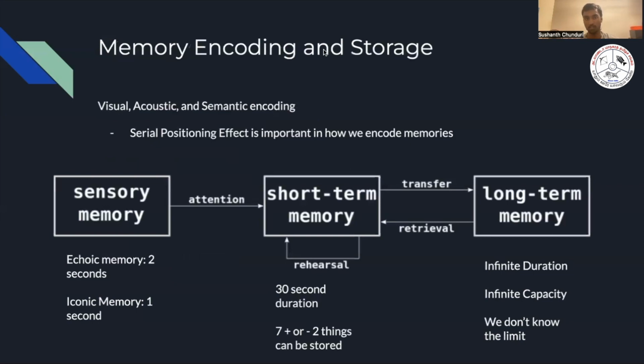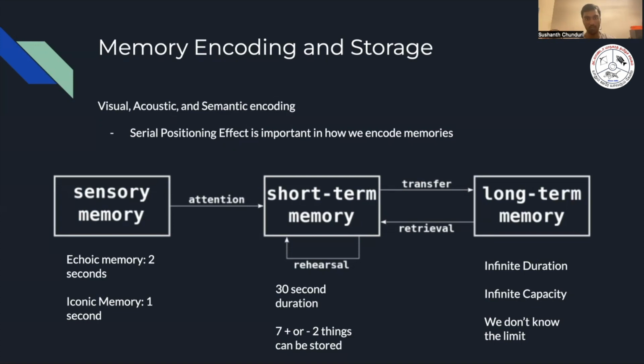Let's talk about memory encoding and storage. There are three types of ways you can encode information: visual, acoustic, and semantic. Visual is obviously the eye, so you remember something that you see. Acoustic is your ears. Visual memory is only there for 1 second, and that's also called iconic memory, whereas echoic memory, or acoustic memory, which is the ear, is there for 2 seconds. For whatever reason, our ear is able to remember more. And then semantic encoding is when you remember information.